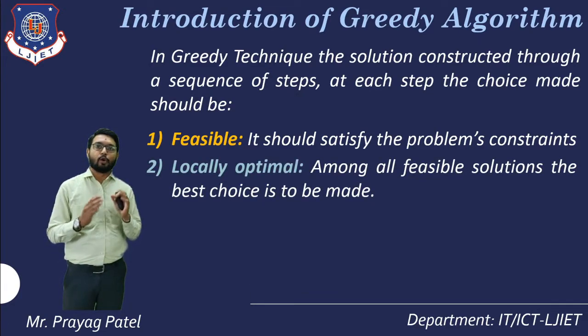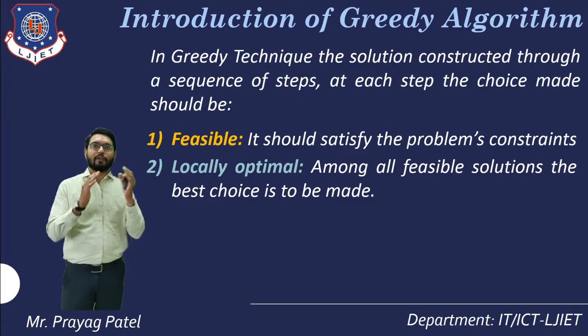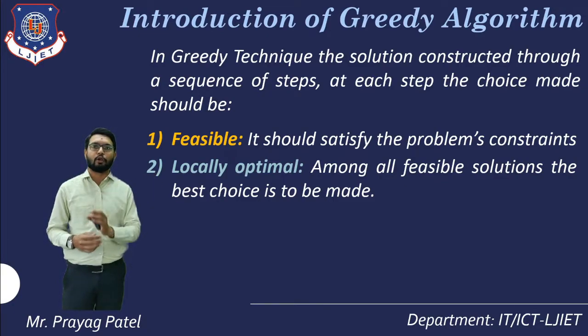Now the second property is locally optimal. What is locally optimal? Among all the feasible solutions, the best choice is to be made. For making change for 10 rupees, you have many solutions, but which solution is considered optimal? The one which is nearest to our goal state. For example, selecting 1 coin of 10 is considered the optimal solution. So among all the available solutions, selecting the best one is called the locally optimal solution.